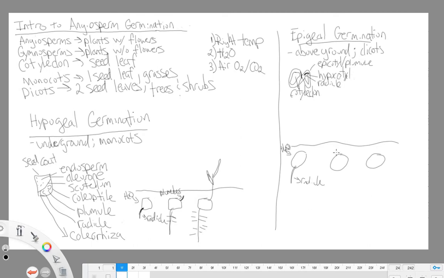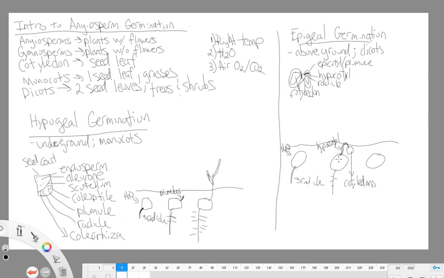But really where this germination is different is, as this radicle is growing, instead of a plumule growing upwards, we have the growth or the elongation of the hypocotyl. So that would be the hypocotyl, and then attached to the hypocotyl are the cotyledons. So this is the hypocotyl. And these are the cotyledons.